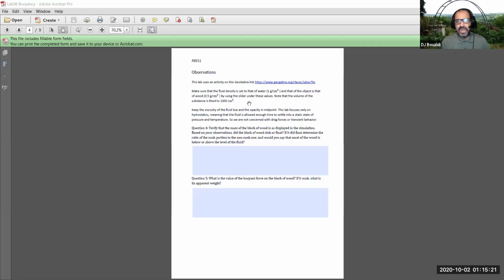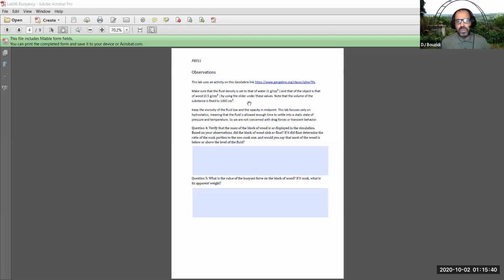So if the density changes, the mass changes. The object size stays fixed. So basically, is it more massive or less massive? That's the only thing that's going to change. Now it says to keep the viscosity of the fluid low and the opacity at midpoint. That's basically what I was talking about.